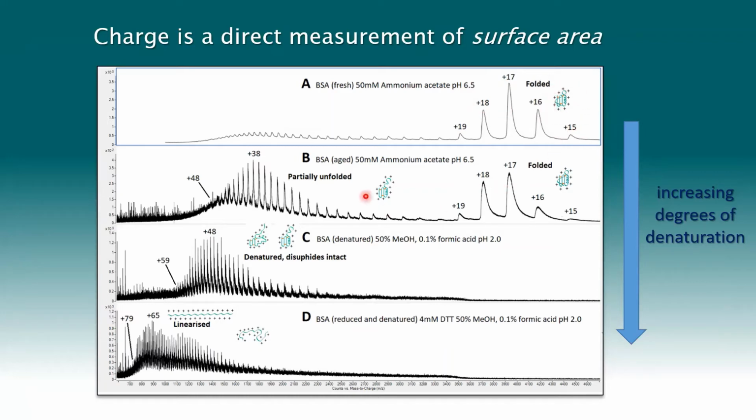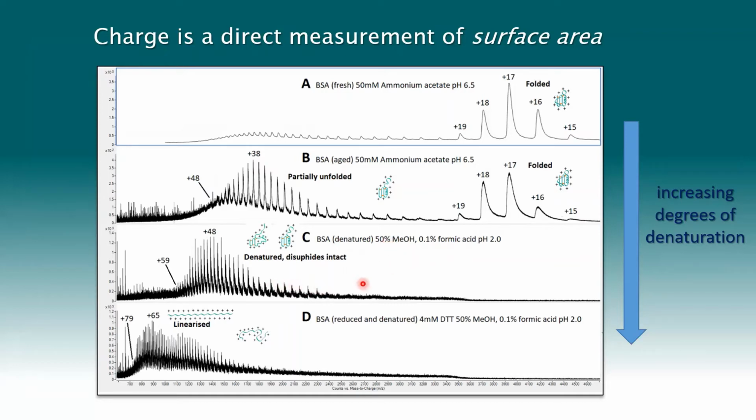If we compare this now with an aged preparation of BSA, you can see we still have the native protein, the native distribution, but we have a new distribution here now, and this represents partially unfolded BSA. Now we can completely denature the BSA, that's what we've done here in 50% methanol, 0.1% formic acid, pH 2.